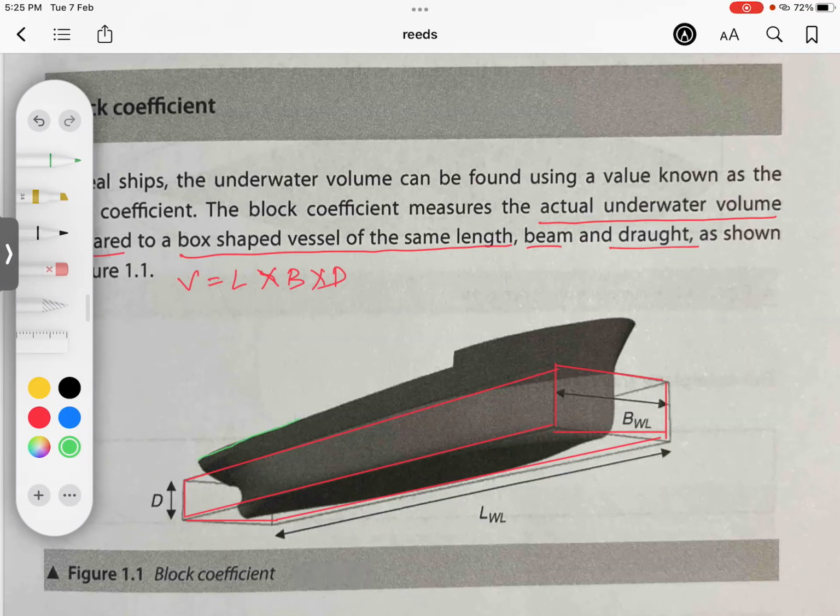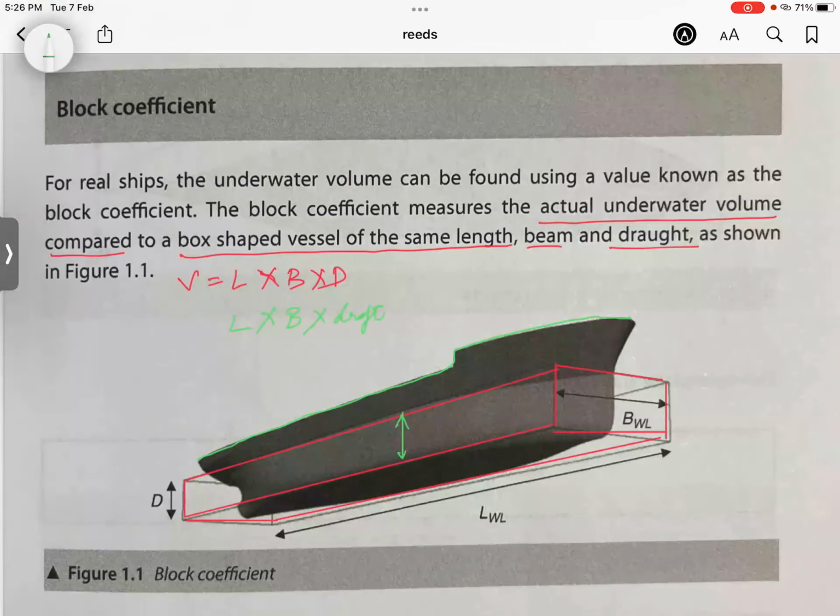Let's say the ship's length is L, right? Ship's length is L, into breadth, that is the beam of the vessel, the maximum beam of the vessel. That is B, into the draft, this much from here to here. Okay, so that will give you the volume, right? Into draft. That is the volume of the ship.